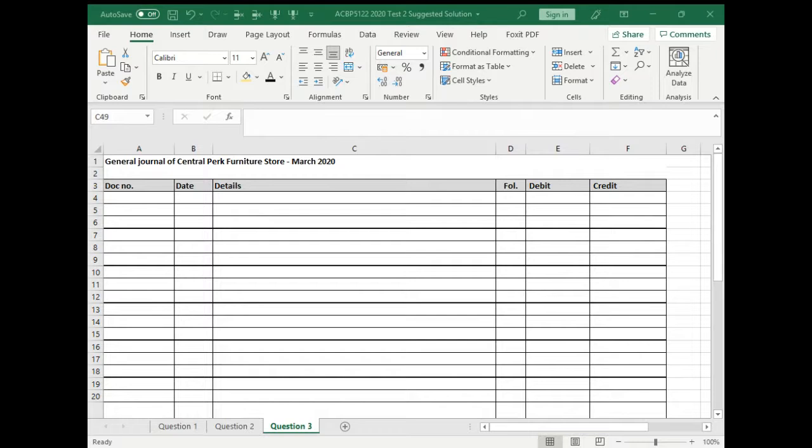Okay, so let's start with transaction number 1. So we said for depreciation, you need to look at what method you are using, what percentage, and if there were any additions. So if we start with motor vehicles, motor vehicles is 15% per annum using your reducing balance method. So what we need to do is we have to go work out the carrying amount.